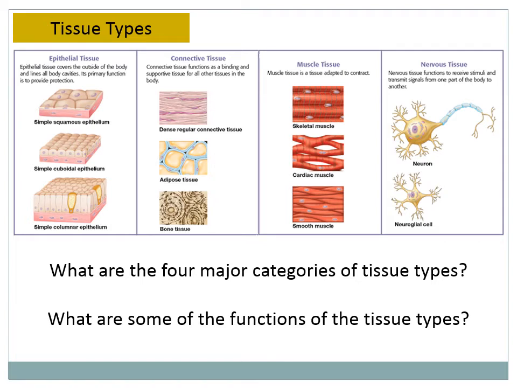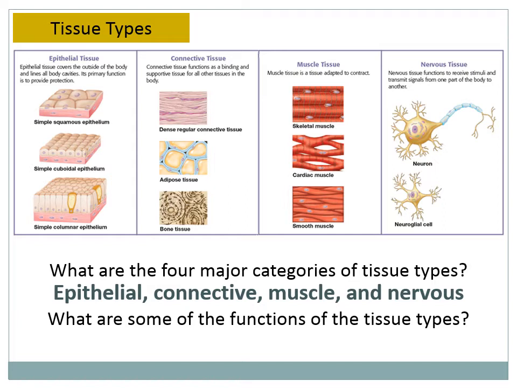So first we're going to take a look at the general tissue types that we have. What are the 4 major categories of tissue types? Our 4 major ones are right up there, right? We can see them. It's going to be our epithelial tissue, connective tissue, muscle tissue, and nervous tissue. So some functions of these tissue types are actually just listed underneath the tissue types up top there. So the functions of epithelial tissue is right there. Epithelial tissue is going to cover the outside of the body. It lines all body cavities. Its main job is to protect you.